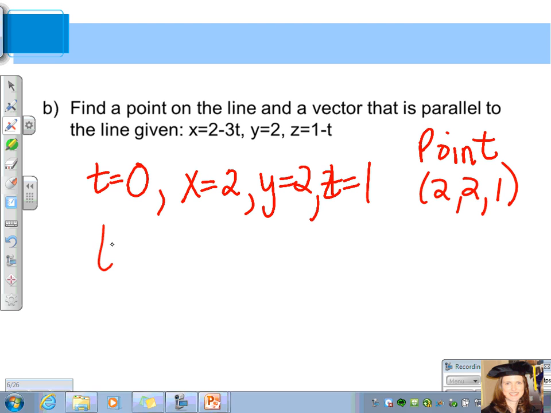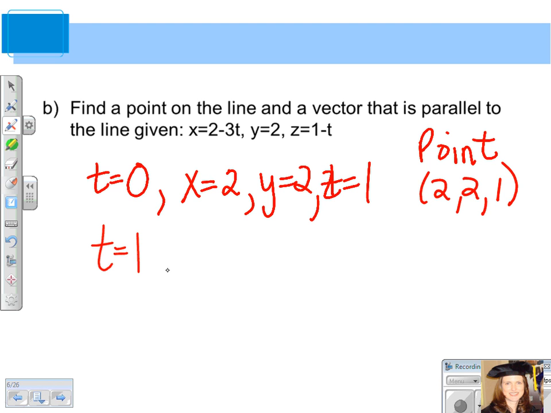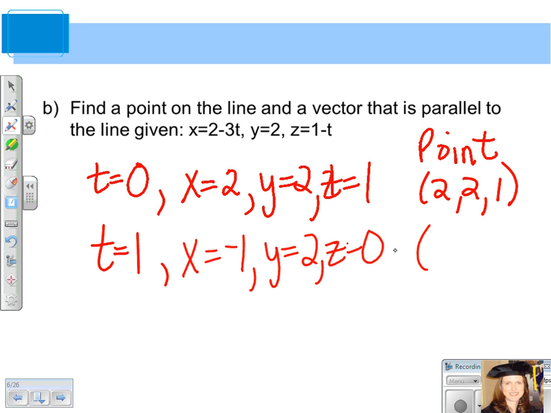Suppose we let t equal 1. What location is the point on the line? If you let t equal 1 and plug it in here, you get 2 minus 3, which is negative 1, y is equal to 2, and z is equal to 0. So the point that corresponds to t equals 1 is negative 1, 2, 0. So these are both points on the line, and you can give either one of those as a point on the line.